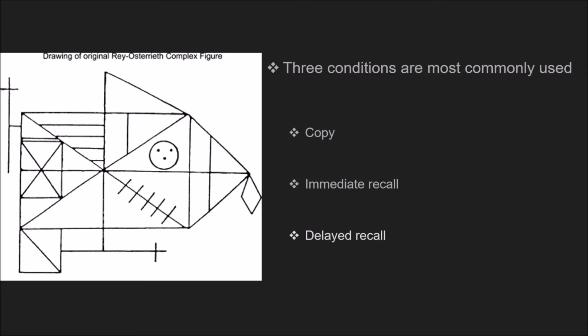Each copy is scored for the accurate reproduction and placement of 18 specific design elements. Additionally, the test administrator can note their qualitative observations regarding the examinee's approach to the task and the effectiveness of any apparent strategy used.